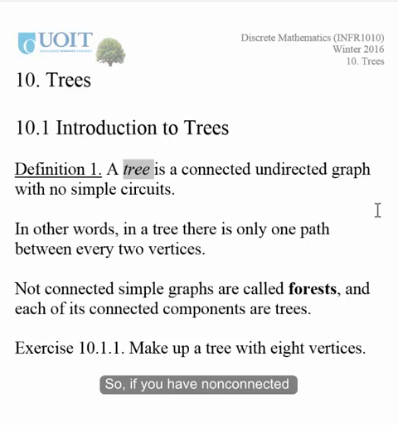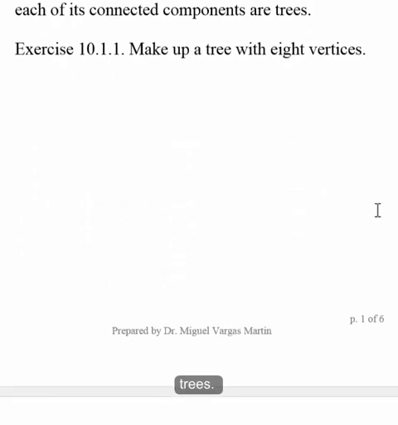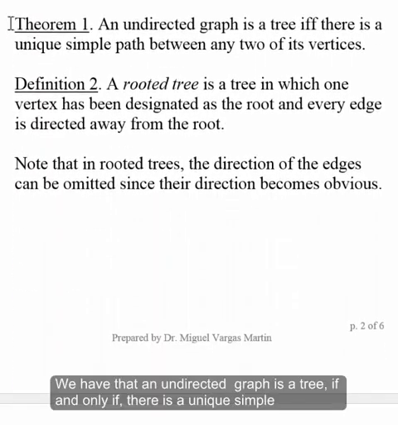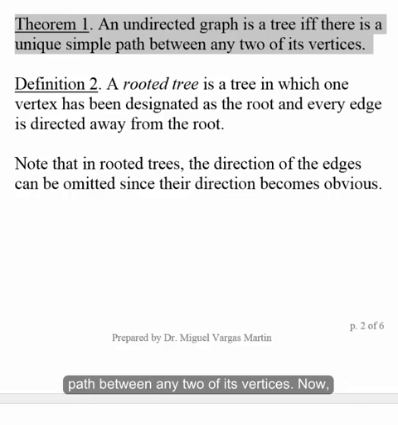So if you have not connected simple graphs, then you call them forests, and each of the connected components are trees. We have that an undirected graph is a tree if and only if there is a unique simple path between any two of its vertices.